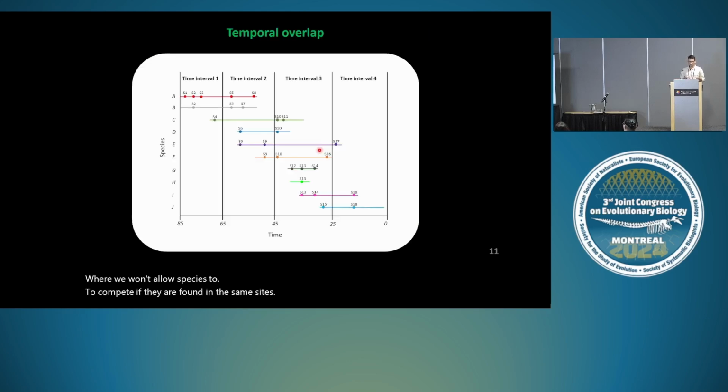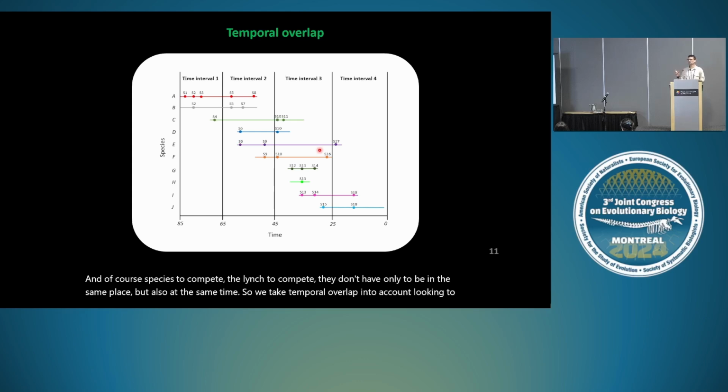And of course, for species to compete, the lineages don't have only to be in the same place, but also at the same time. So we take temporal overlap into account, looking into the lifespan of the lineages. So the way we see it so far is that this framework allows you to understand how lineages perceive each other in space and time based on their ecological similarities.